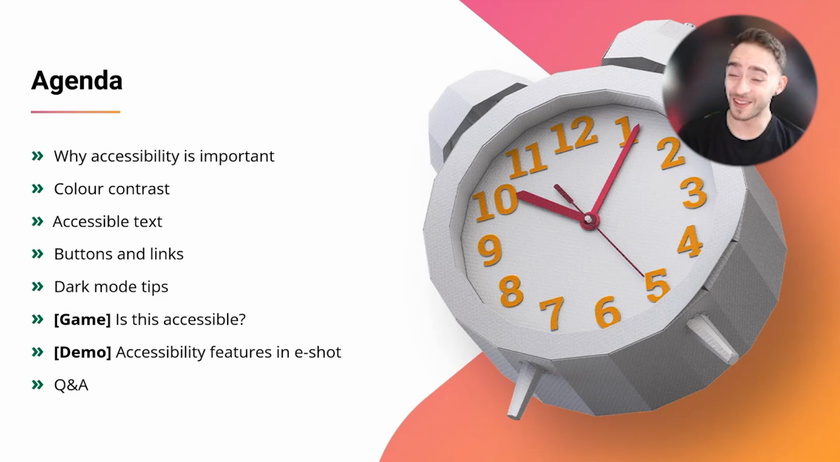Thank you. Perfect. Okay, so the agenda for today: we're going to go over why accessibility is important, some color contrast tips and different things you can look out for, accessible text, why buttons and links, and some dark mode tips. Then I was meant to do a game, but we're just going to do answers in the chat, a quick exercise on whether a bit of content is accessible, to see if you spot the different things that I go over in this training. And then we're going to demo the accessibility features within eShot itself, showing you what you can use to make your work more accessible and what you can do to make the platform more accessible.